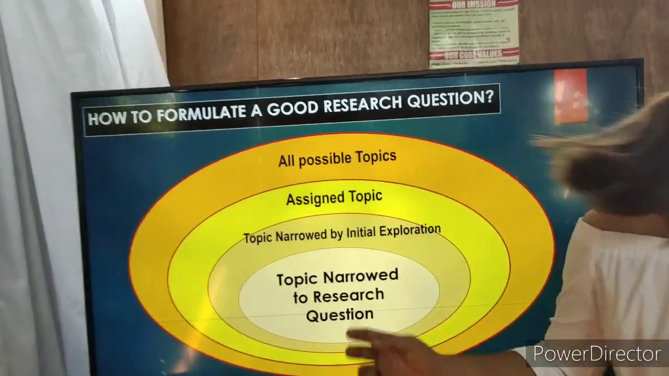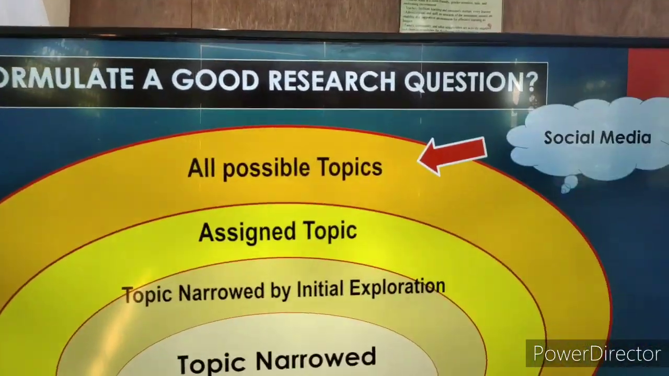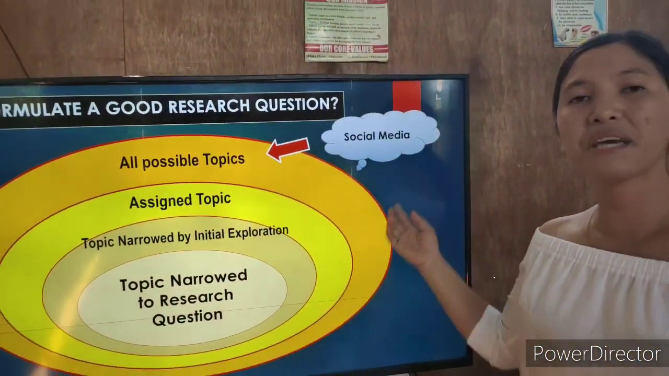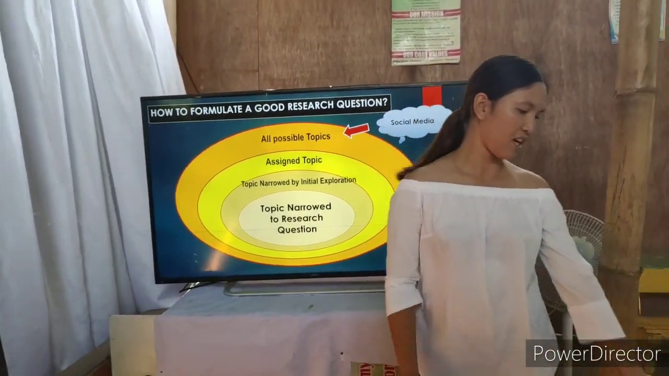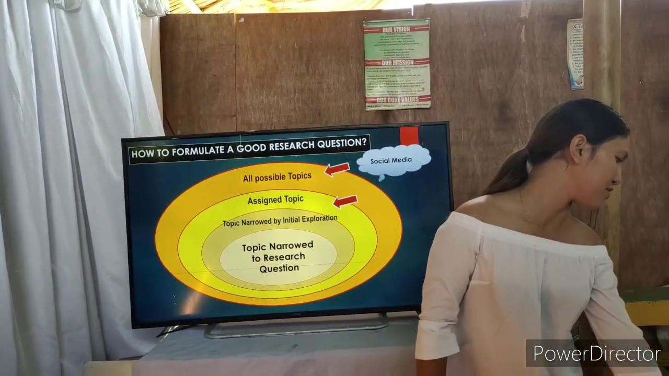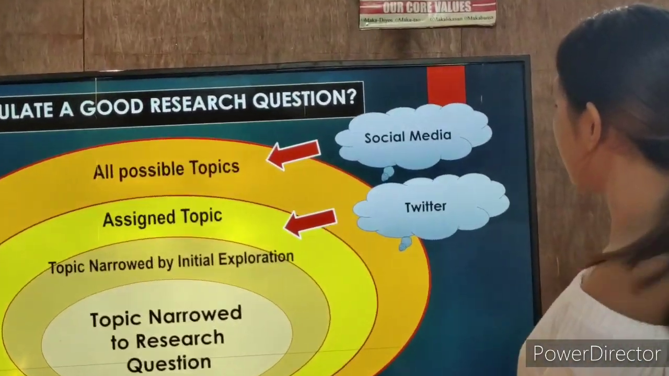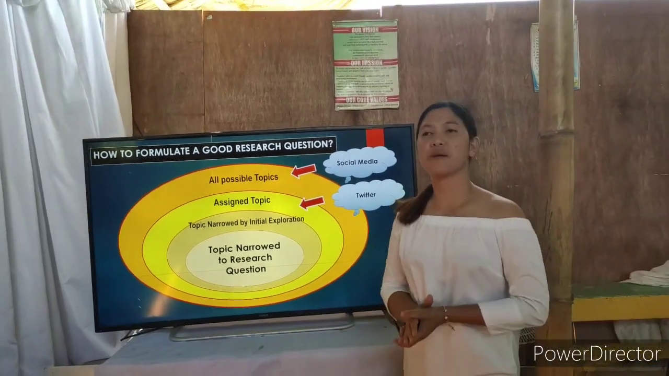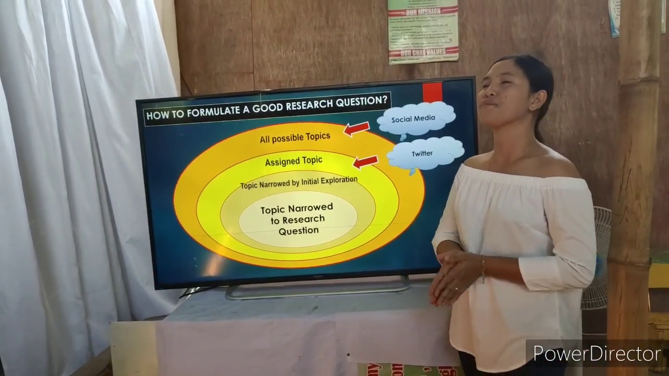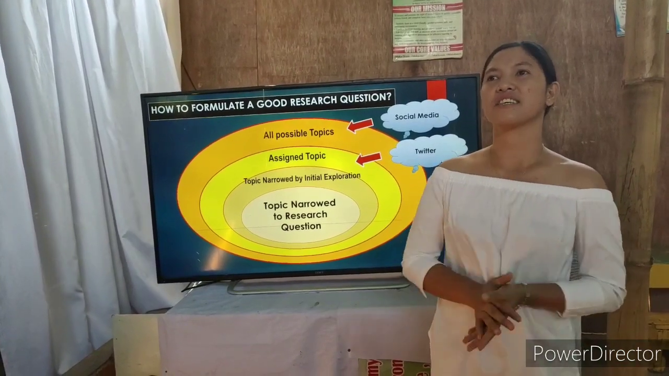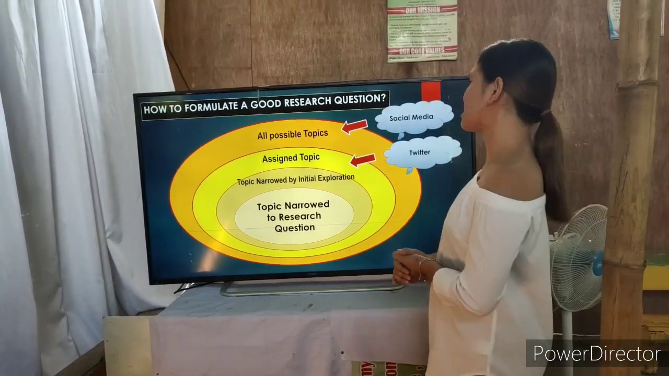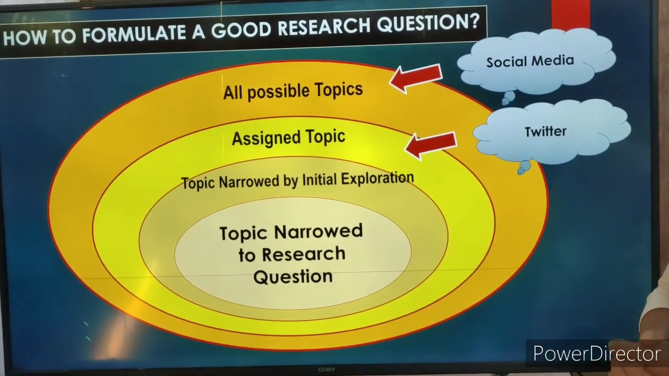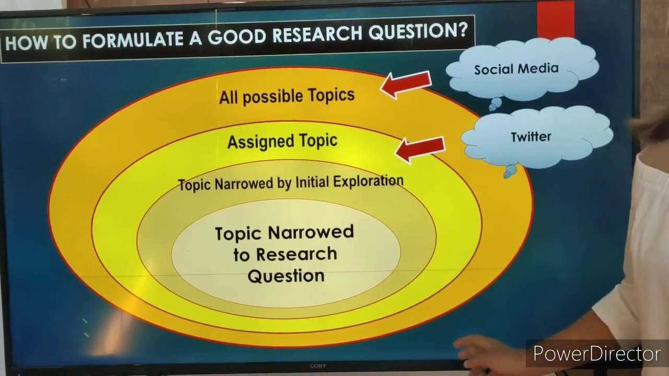For example, you are studying social media. Social media is a very broad topic. So how do you narrow it down? You choose Twitter. And after preliminary readings, you have to read and use primary and secondary sources about the topic. Then after that, your topic will be narrowed to make it a research question.